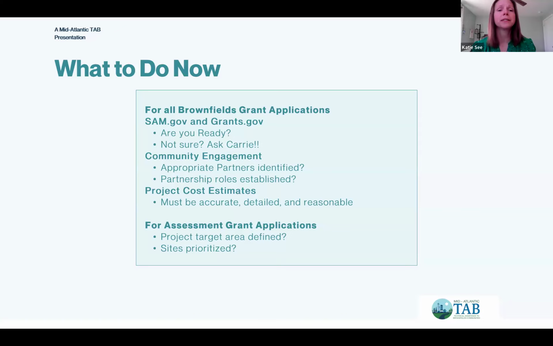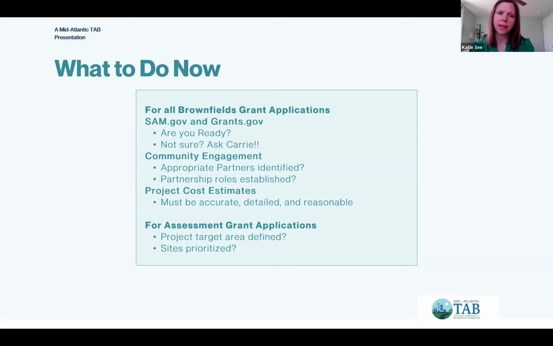Project cost estimates, they must be accurate, detailed, and reasonable. This is not shoot from the hip, give your best estimate. This needs to be grounded in some pretty recent information about the general cost. So when you're looking for your cleanup application and you need to know what's the going rate, what might this cost to actually bring this cleanup project to fruition, again, you need to have some solid estimates that are pretty accurate. So please go ahead and make sure you've got a good contact who can help you prepare those estimates.